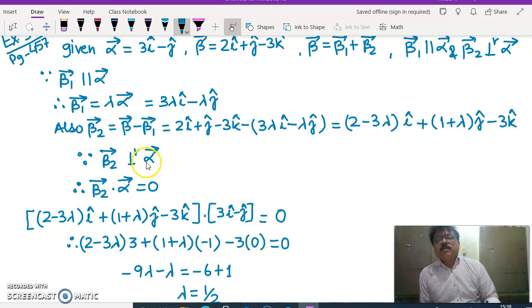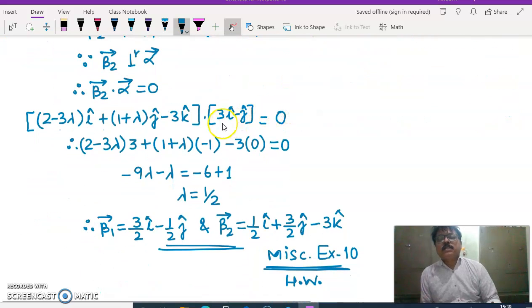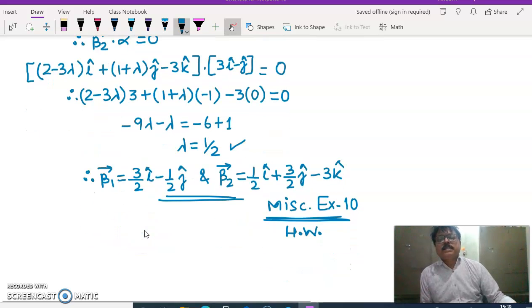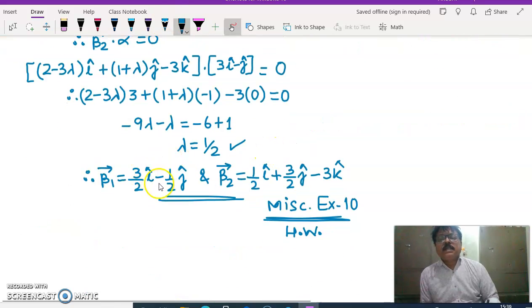Since beta 2 is perpendicular to alpha, dot product 0 होता है, ऐसा हमने पढ़ रखा है. So (2 minus 3 lambda) i plus (1 plus lambda) j minus 3k dot (3i minus j) is equals to 0. So it becomes (2 minus 3 lambda) into 3 plus (1 plus lambda) into minus 1 and minus 3 into k है नहीं इसलिए 0 is equals to 0. By simplifying it we get lambda की value 1 by 2. So beta 1, since it is 3 lambda i cap minus lambda j cap, we get the value of beta 1 as 3 by 2 i cap minus half j cap, and beta 2 की value half i cap plus 3 by 2 j cap minus 3k cap.